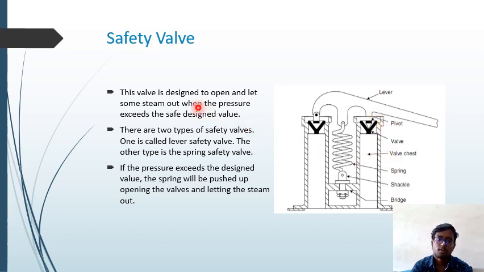Come, let's see. This valve is designed to open and let some steam out when the pressure exceeds the safe design value. You can remember that in kitchens we use the pressure cooker, and it has a knob-like structure above the lid of the cooker which exerts some pressure. When the pressure increases inside the pressure cooker, it lets out some steam. Similar to it, there are two types of safety valves. One is called the lever safety valve, and the other one is the spring safety valve. When the pressure exceeds the designed value, the spring is pushed up, opening the valves and letting the steam out, as I said before.